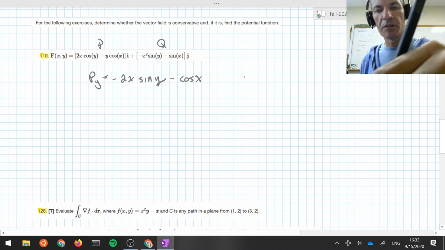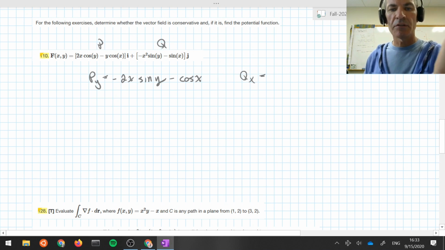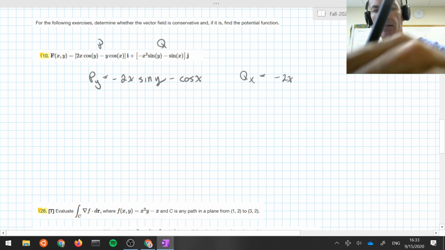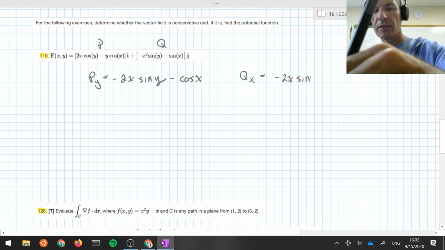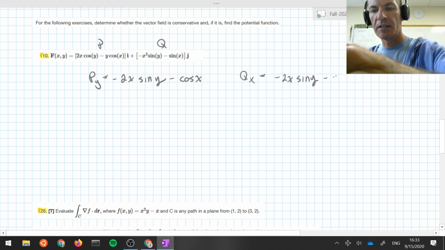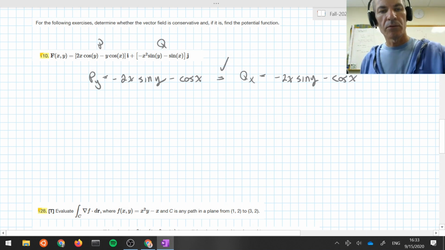All right, let's compute Q sub x. Q sub x is the derivative of this thing with respect to x, negative 2x sine y, looking promising, and then the derivative of that with respect to x, minus cosine x. They are equal, so this is conservative.